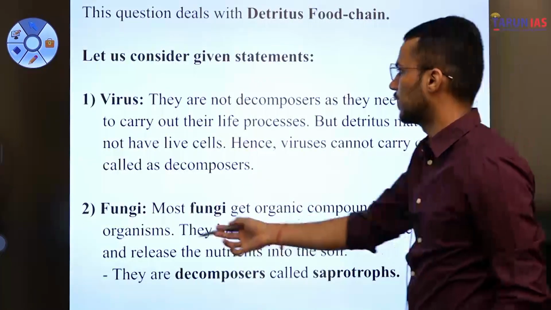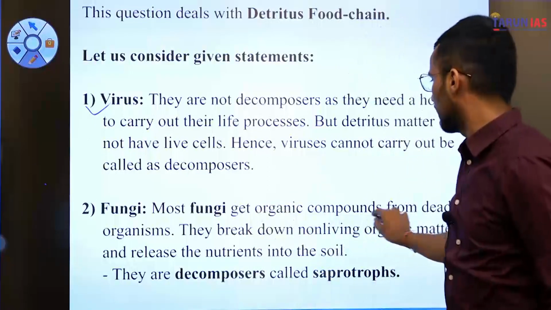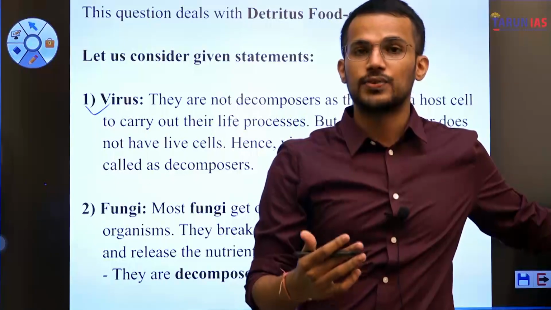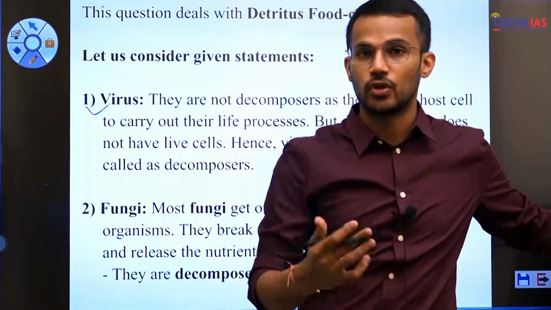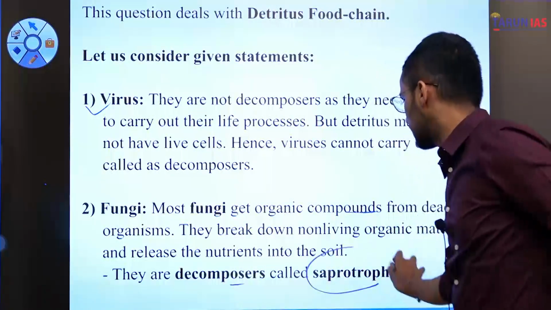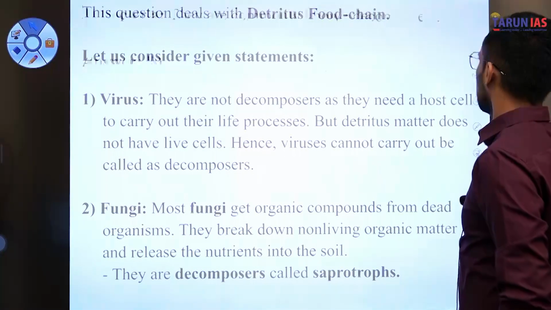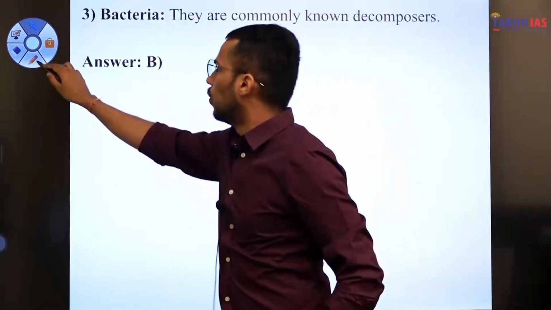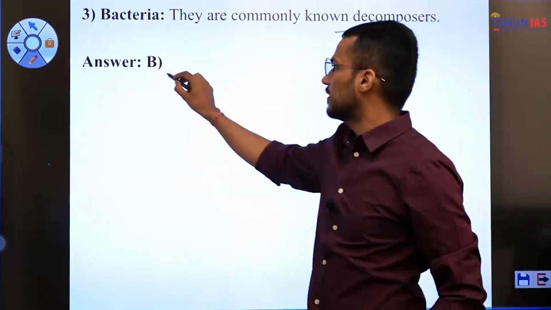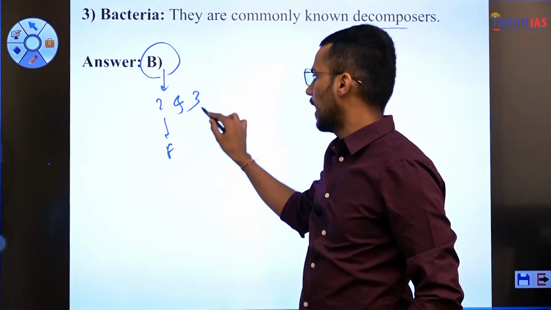Right. So let us discuss fungi. We have discussed virus, fungi. Most fungi get organic compounds from dead organic matter. So for fungi, it is dead organic matter which acts as a source of energy or food. And hence, fungi are decomposers which are called saprotrophs. Next, bacteria. Bacteria are the known decomposers, and hence the answer is B, which is 2 and 3. That means fungi and bacteria.